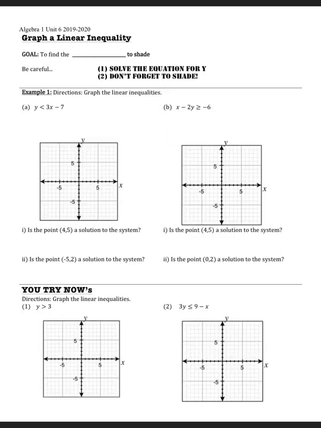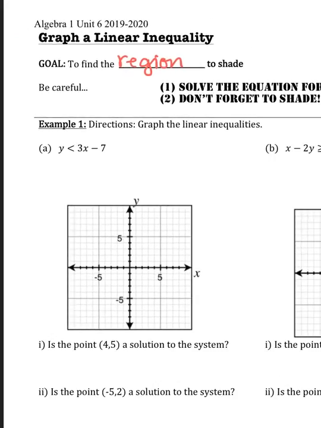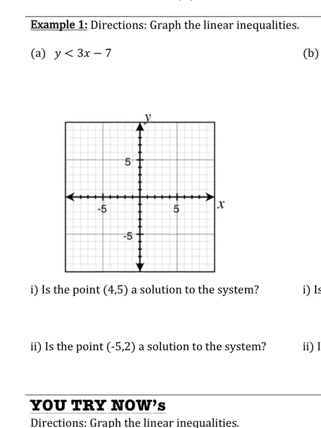So our goal is to find the region to shade. So we're always going to graph these like we would a regular line at first. So I'm going to start at negative 7 for this one and go up 3 over 1.